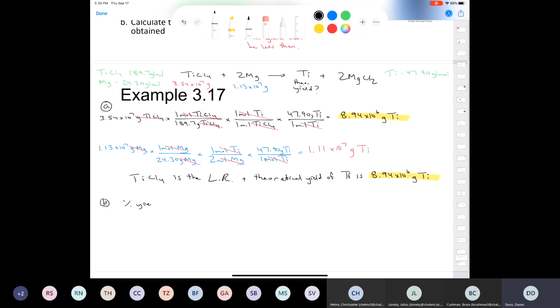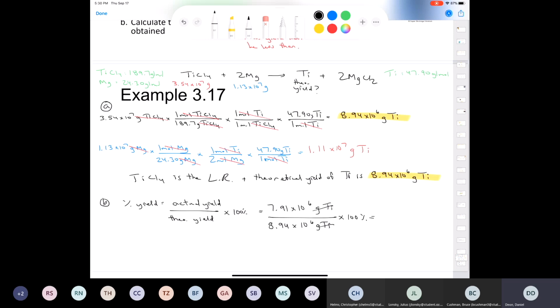And we know that percent yield is equal to actual yield divided by theoretical yield, multiplied by 100%. So we have our actual yield, which was 7.91 times 10 to the 6 grams of titanium divided by our theoretical yield, which is 8.94 times 10 to the 6 grams of titanium multiplied by 100%. And you can see that grams of titanium cancel out. Let me try this one.